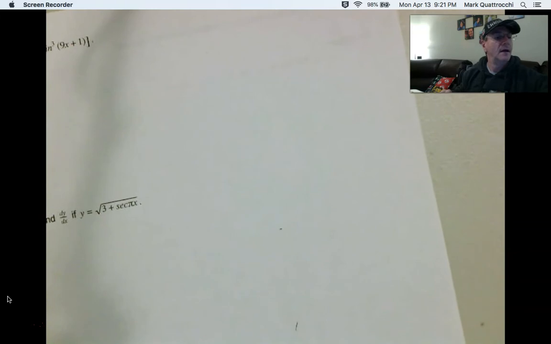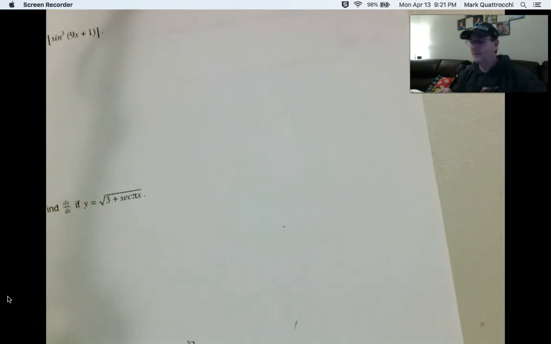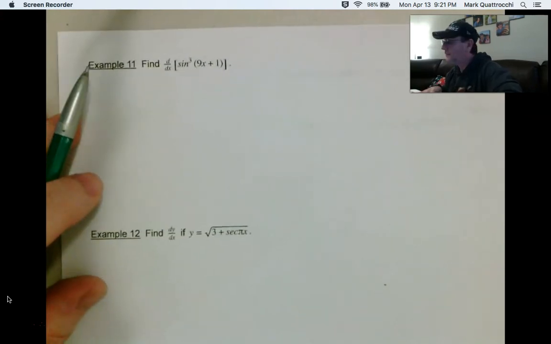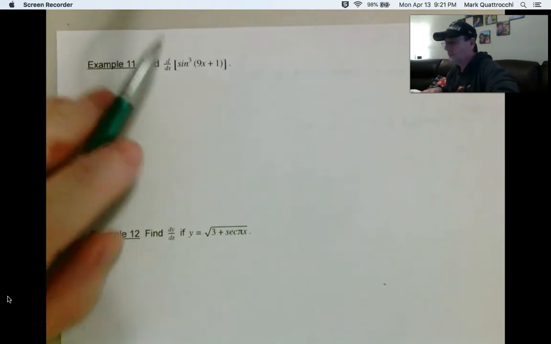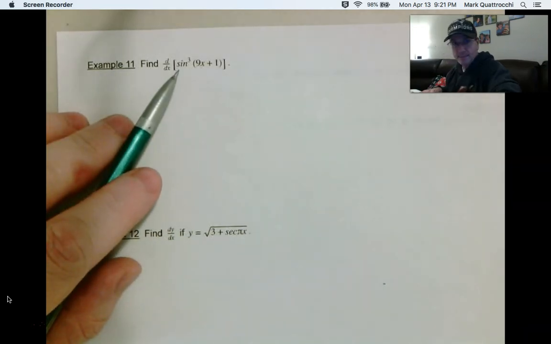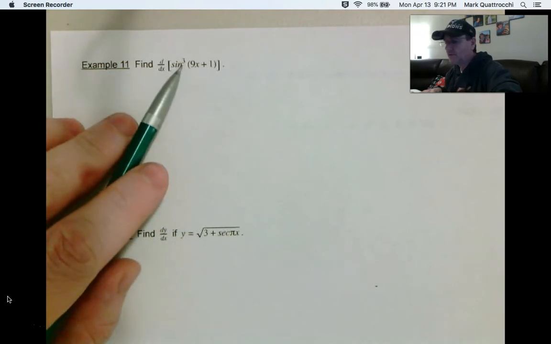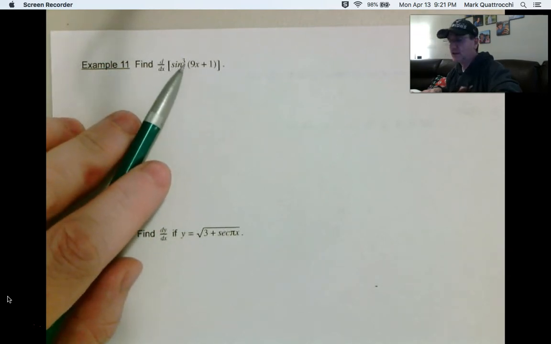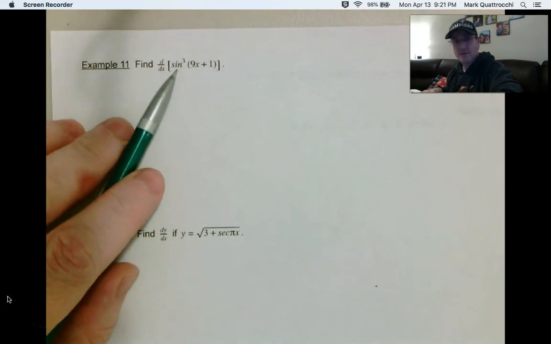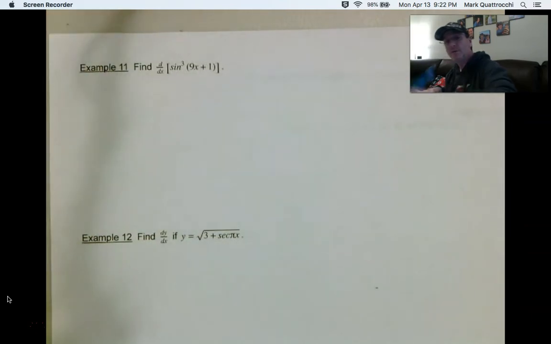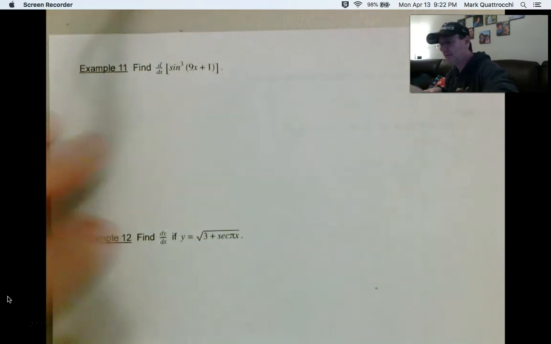Example 11. So again, chain rule, we're going to have more than one step in this chain, more than one link in the chain, if you want to think of it that way. The first, most outer function is the cubed. Then the function inside the cubed is the sine. Then the function inside of that is 9x plus 1. So we're going to have multiple layers to this chain.